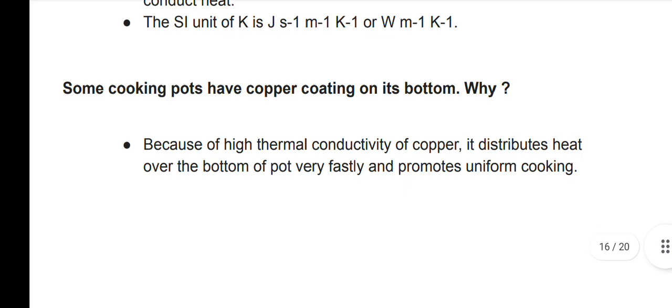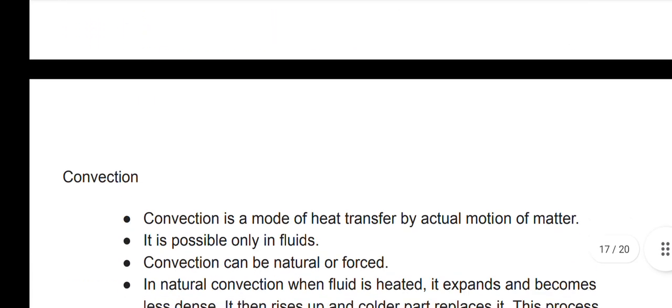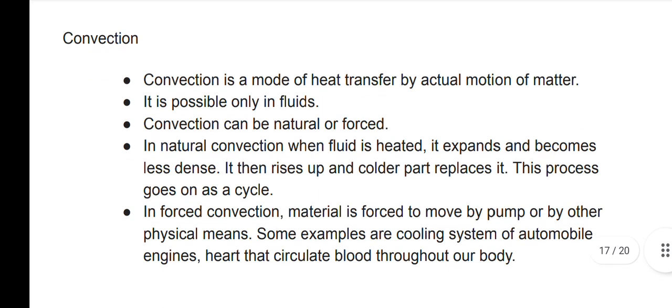Some cooking pots have a copper coating on the bottom. Why? Because of the high thermal conductivity of copper, it distributes heat over the bottom of the pot very fast and promotes uniform cooking. Convection. Convection is a mode of heat transfer by actual motion of matter. It is possible only in fluids. Convection can be natural or forced.